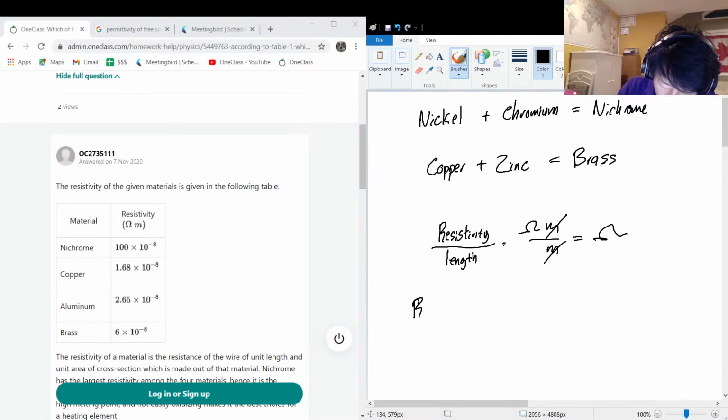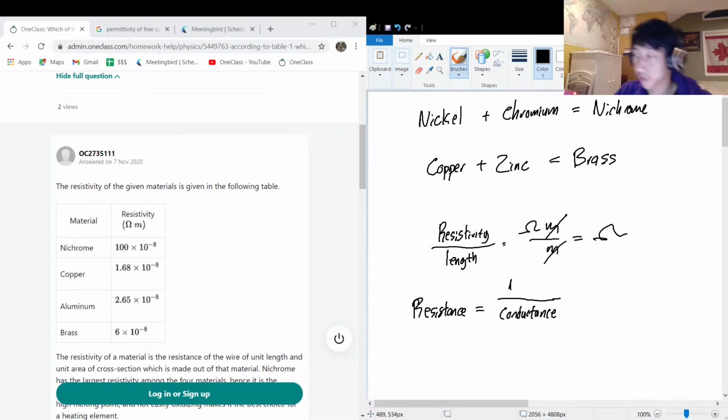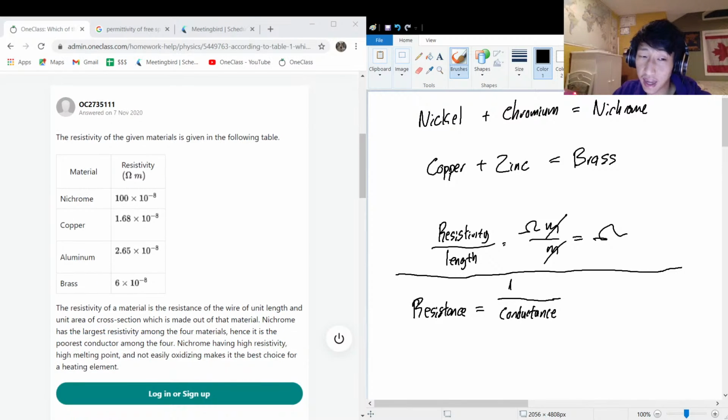Another relationship that can help keep this in your mind is that resistance is equal to the inverse of conductance. If you want to know how resistance and conductance are related, they're just inversely equal to each other. So nichrome is going to be the worst at being a conductor because its resistance is the highest.